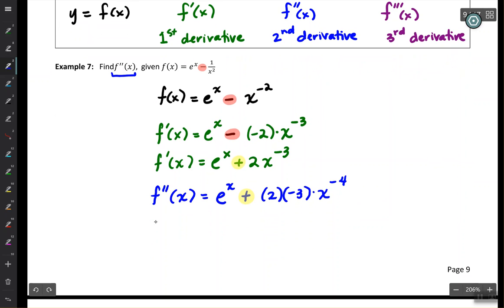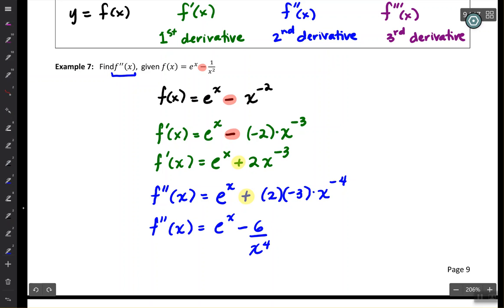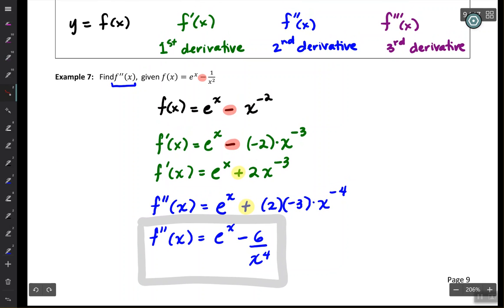And done. Let's just clean up that algebra a little bit. Plus a 2 times a minus 3 will be a minus 6. x to the minus 4th power, how about we write that as all over x to the 4th? And we are done. All right. So we can take derivatives more than once. In this example, we took a derivative twice to get the second derivative.